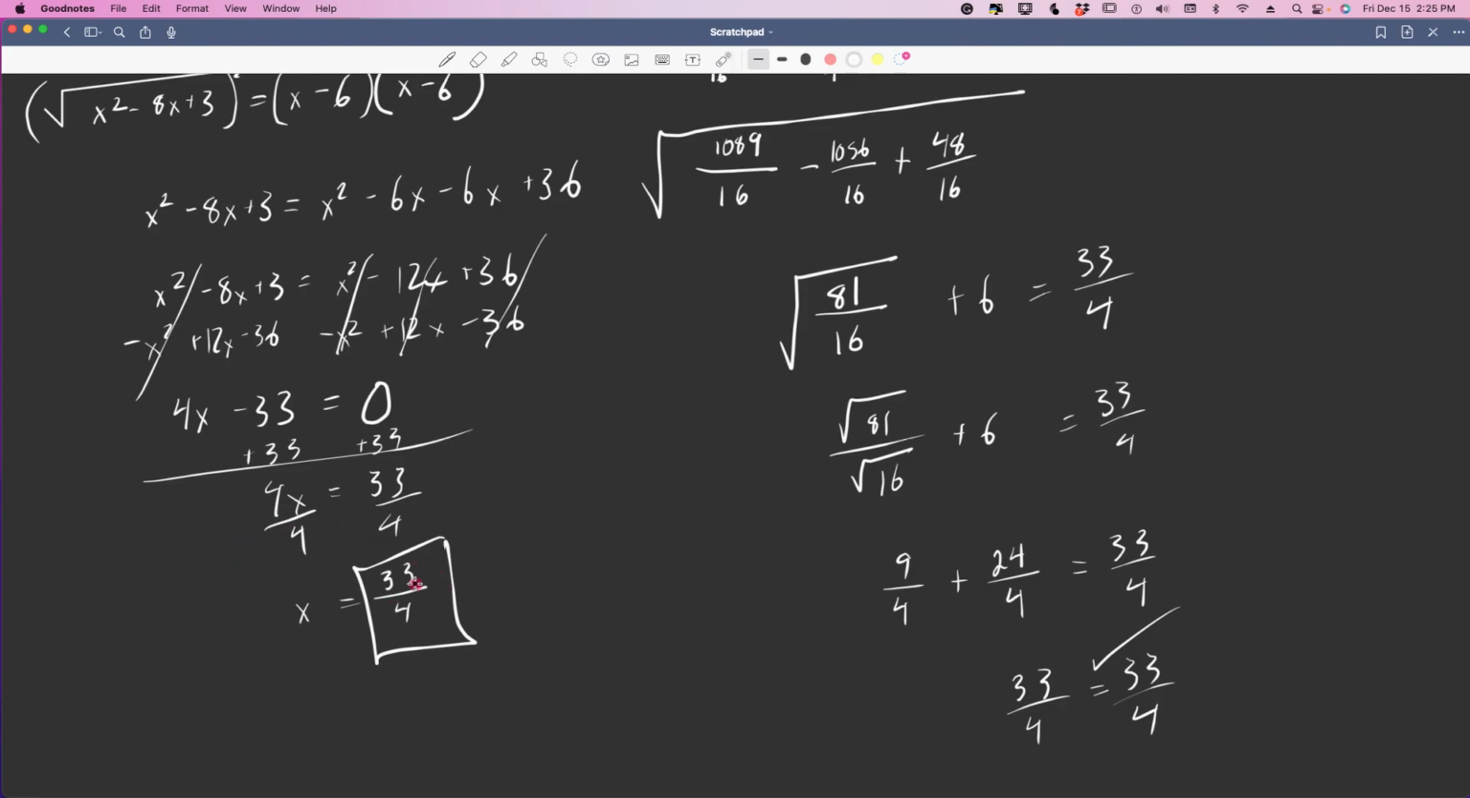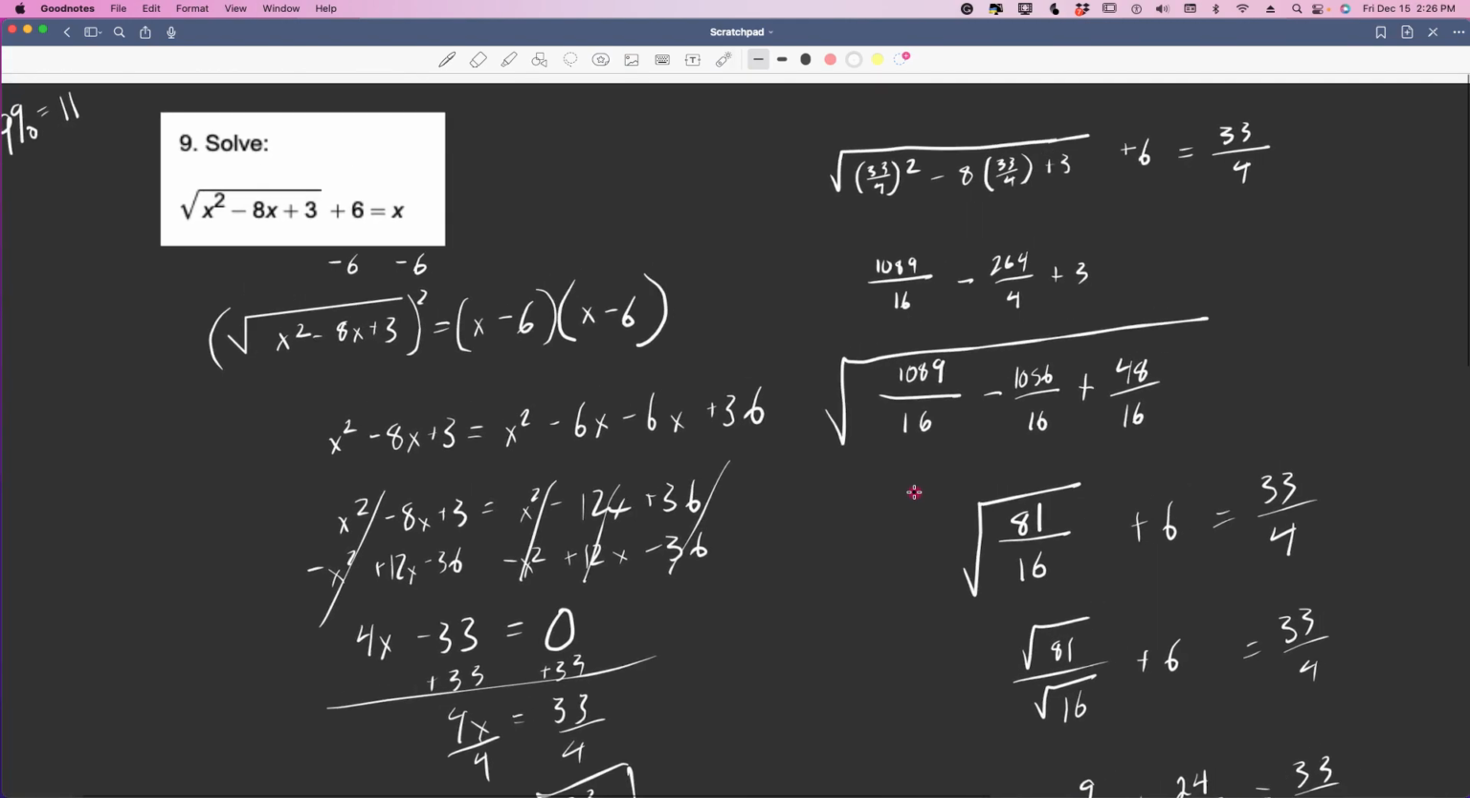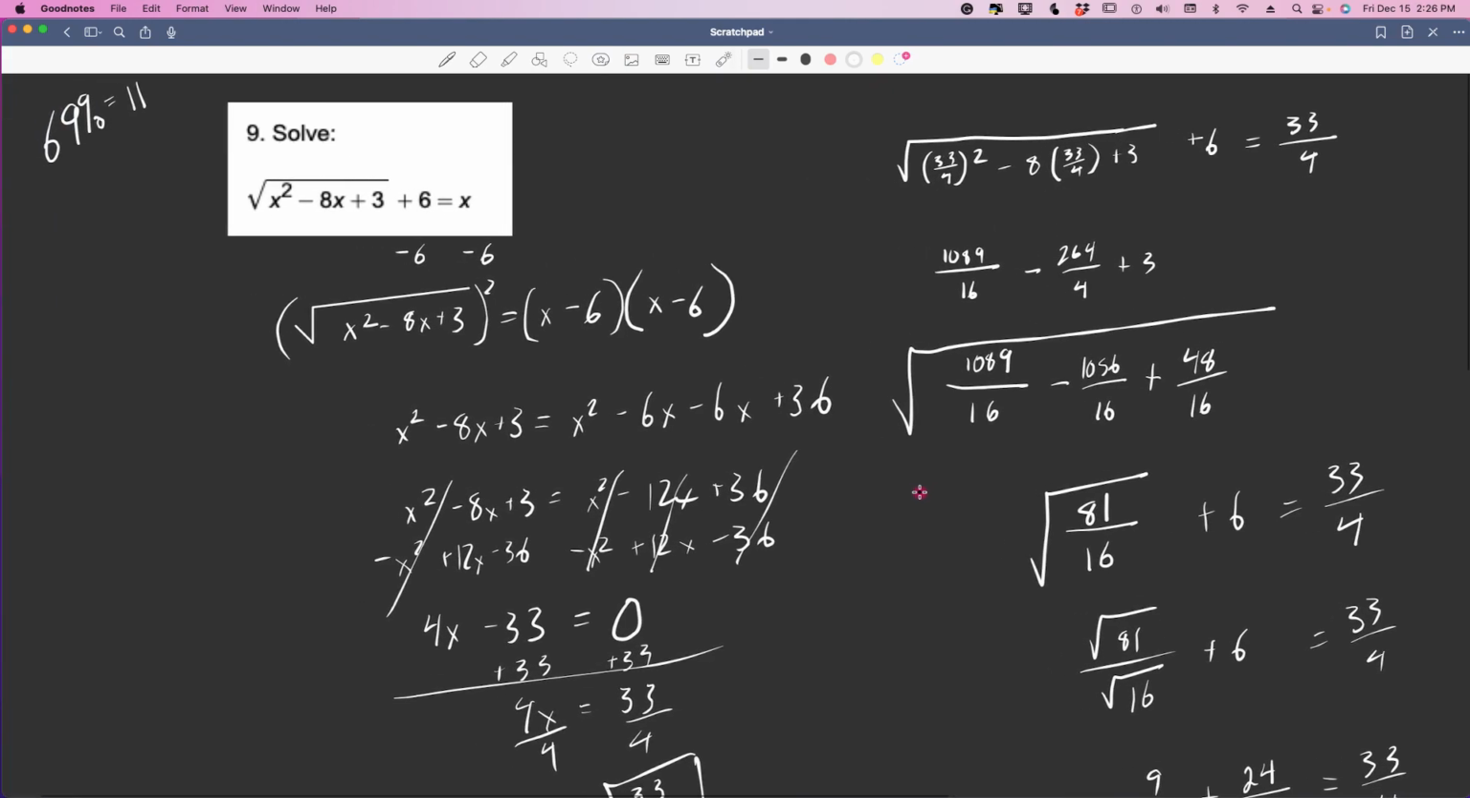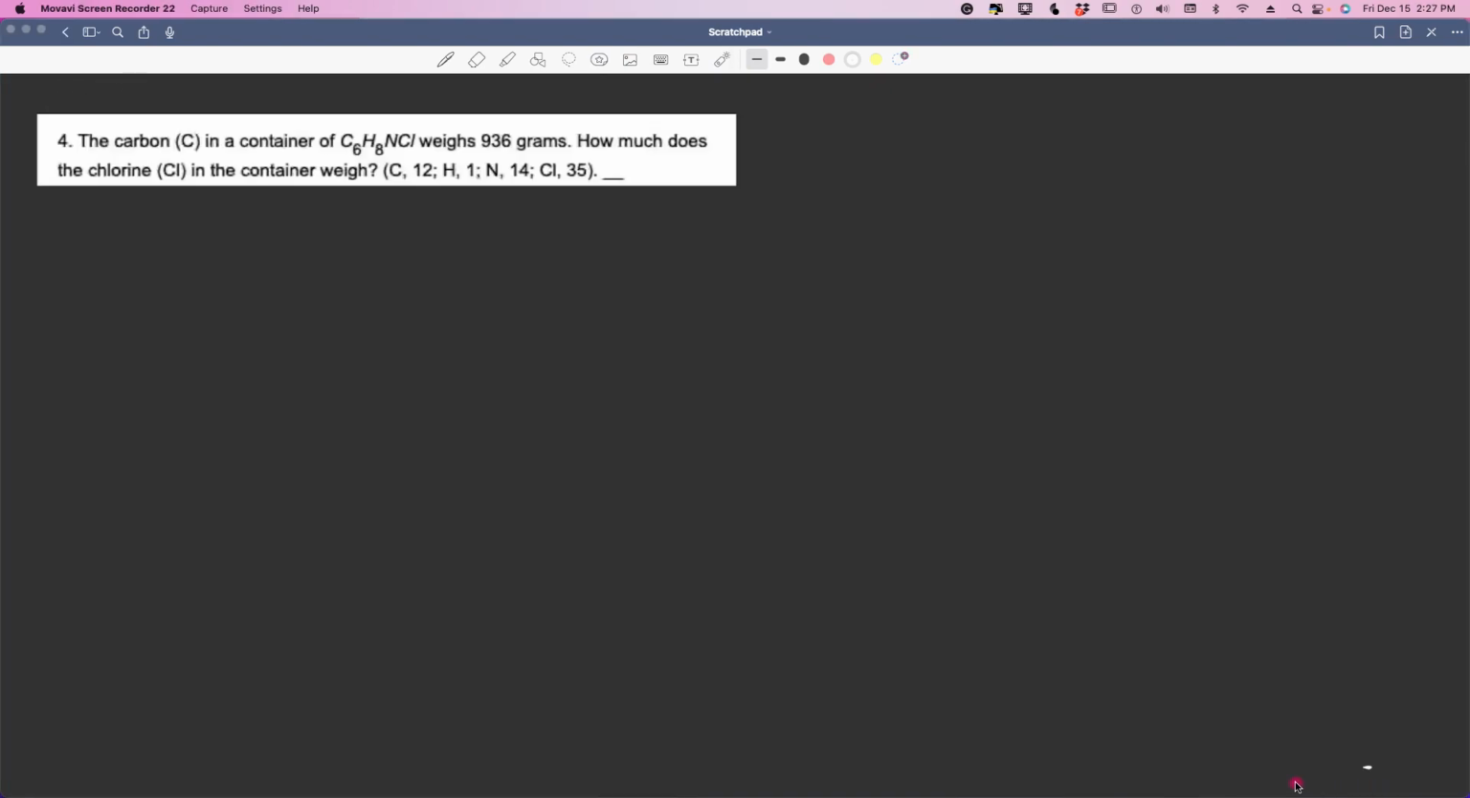Sometimes you're going to do these problems and you check them and they don't equal. They don't come out right. So then it's no solution. This one, however, does have a correct solution, 33 over 4. So that was this one if you need to recognize it. Next problem. So here we have another 69%er.